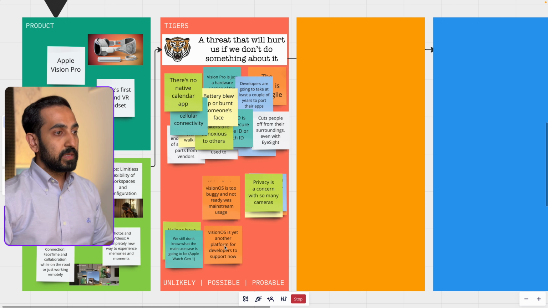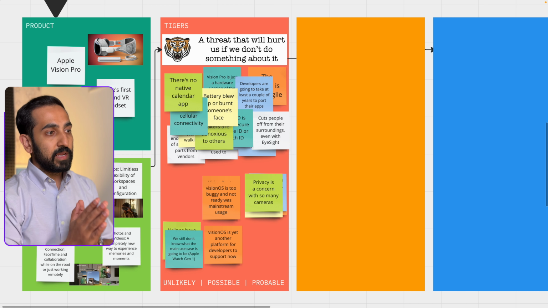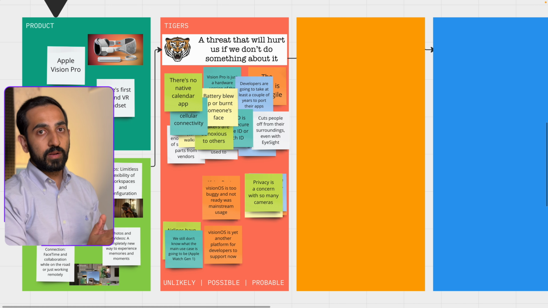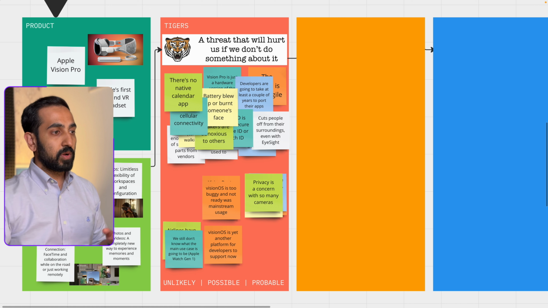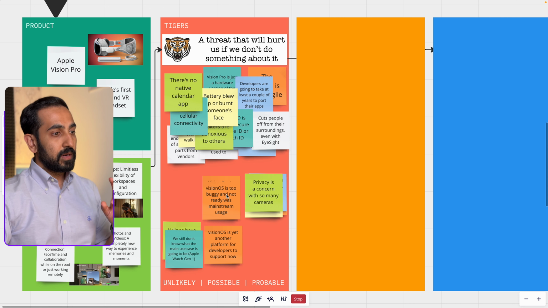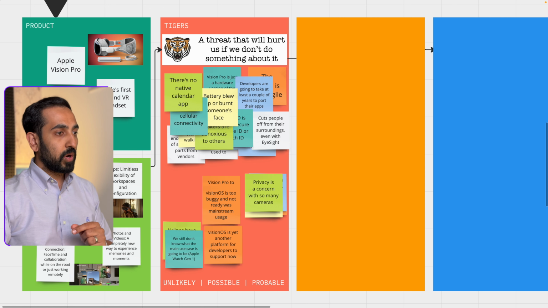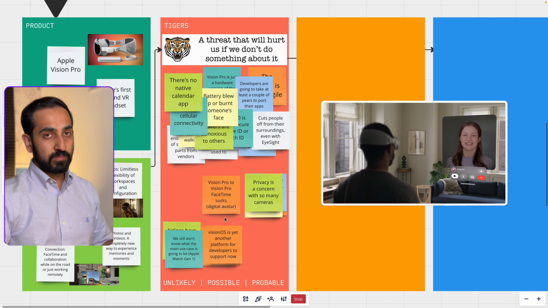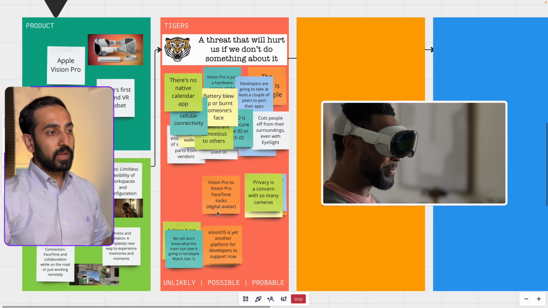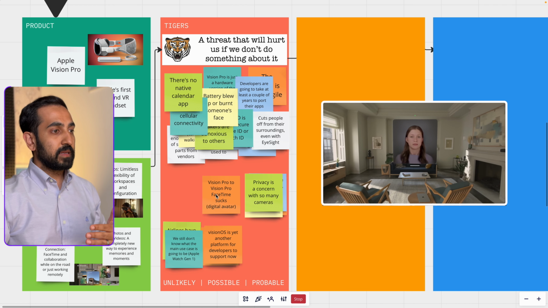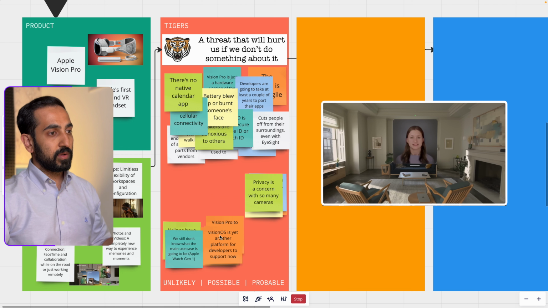Vision OS is too buggy and not ready for mainstream usage. Apple has very high standards for quality of software and we've done really well in the past. So this is something that is possible, but we will have to make sure that we mitigate. So it is possible, but not too worried about this. Vision Pro to Vision Pro FaceTime sucks. That is something that we will have to improve in the software. And again, these are things that will improve in iterative versions of the software.